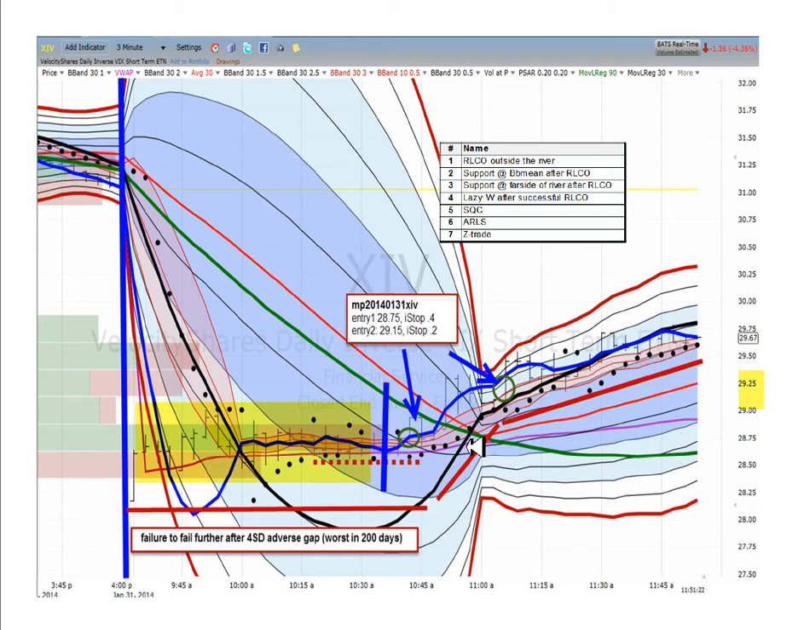I like it when the 30-period regression line crosses the Bollinger Band mean. That's very good and healthy. I like that the VWAP is going up. I like the slope of the river up. I like the pinch.